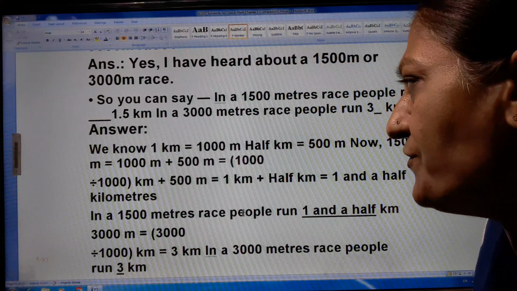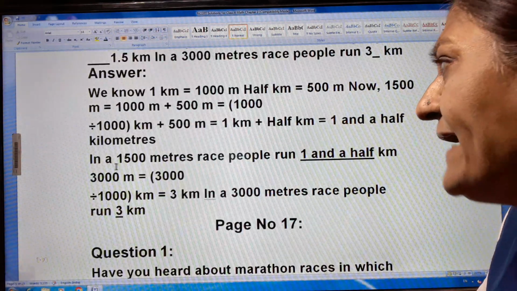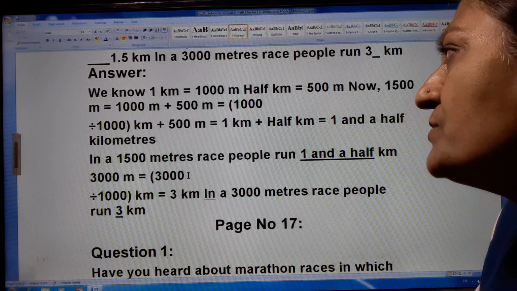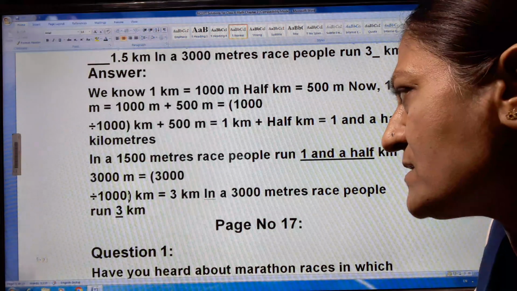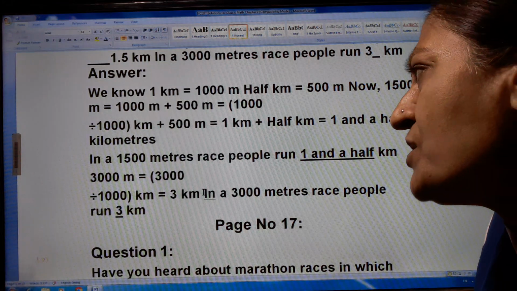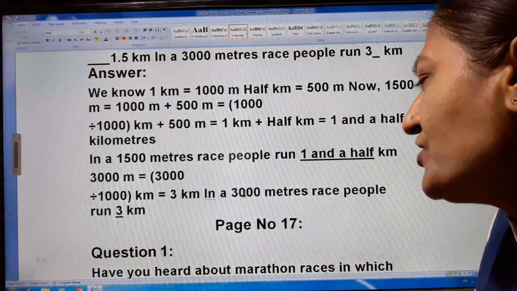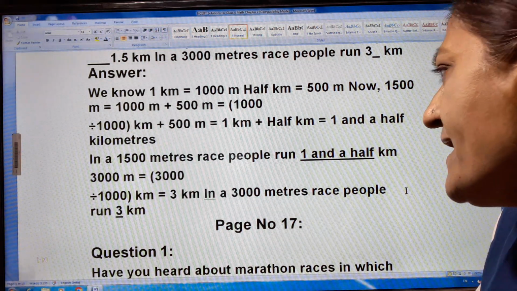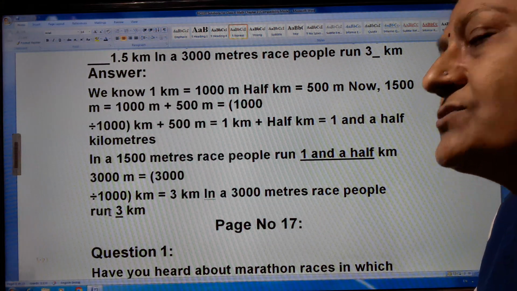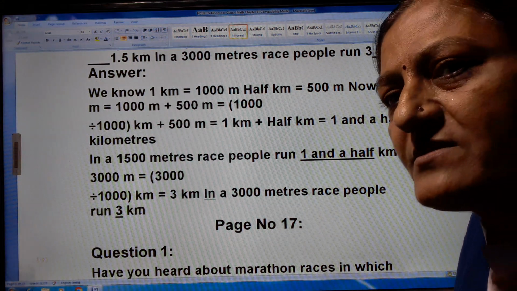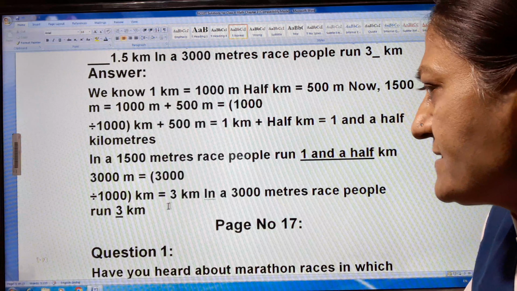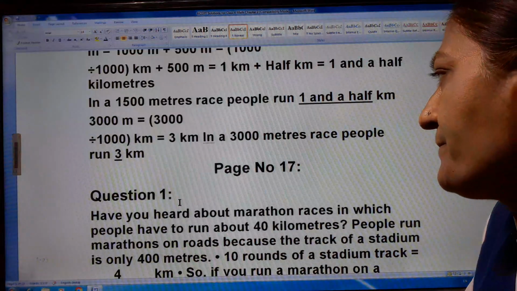1.5 means 1.5 kilometer. And 3000 meter is equal to 3000 divided by 1000 kilometer, which is equal to 3 kilometer. And in a 3000 meter race, people run 3 kilometer. This way, our race is over.